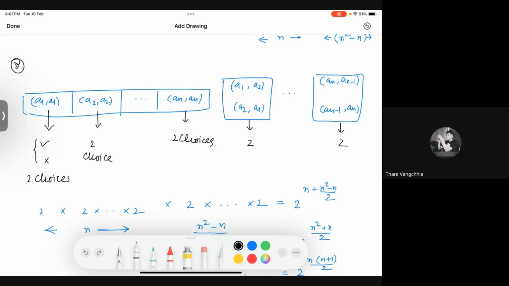Now I write like this. Take (A1, A2) and (A2, A1). If (A1, A2) belongs to the set R, then (A2, A1) also belongs to the set R.